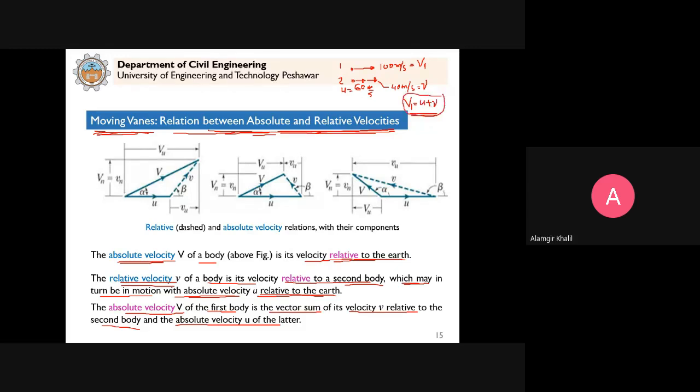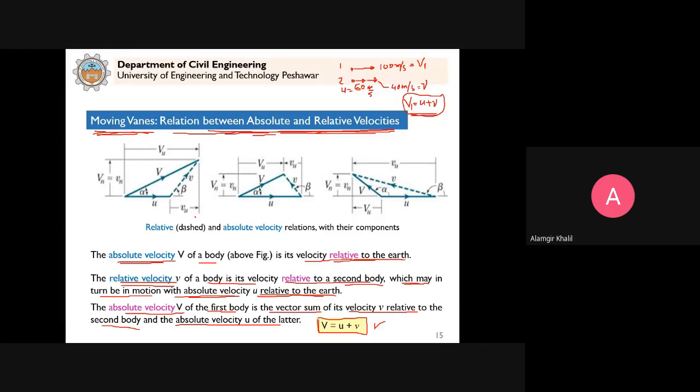For a linear system, the absolute velocity of the first body is the vector sum of the relative velocity plus the absolute velocity of the second body. This is for a linear system, so this is easy. V is equal to u plus small v. This is small v, to differentiate from the nu which we use for kinematic viscosity. So this is small v that we use for relative velocity here.